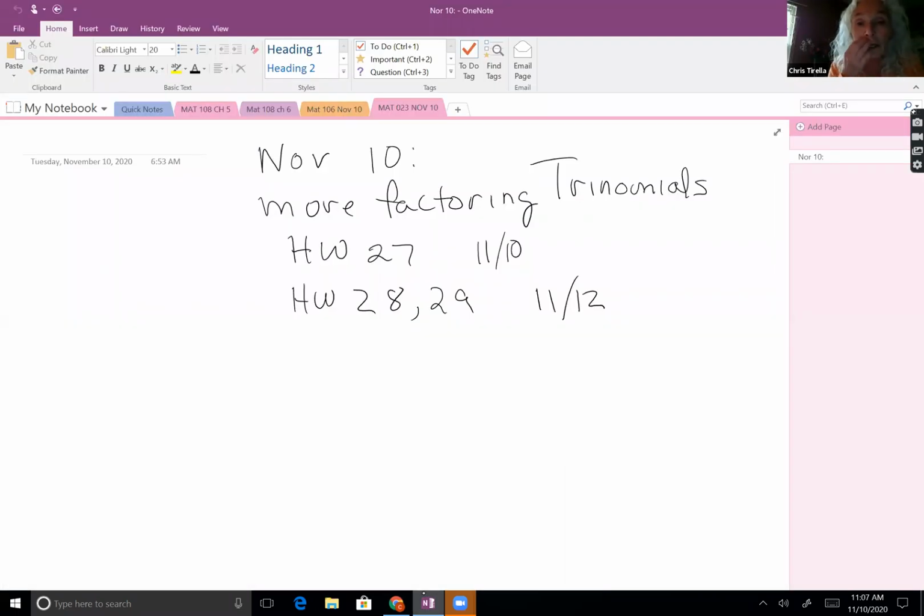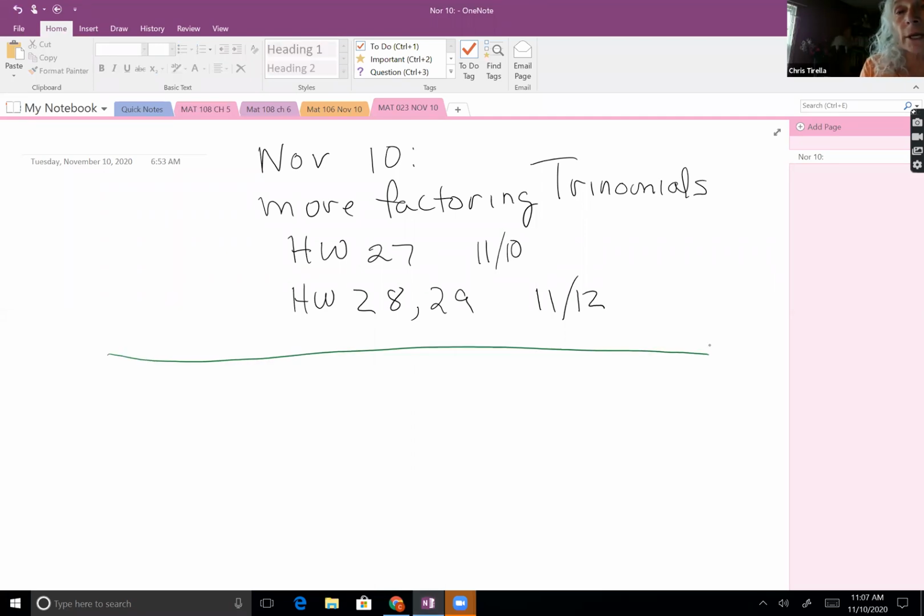And today we're going to look at more factoring trinomials. And I think I was just asking, homework 27, that's due by the end of the day, factoring. How is it? Does anybody want to look at any of those problems? No questions? No. All right.